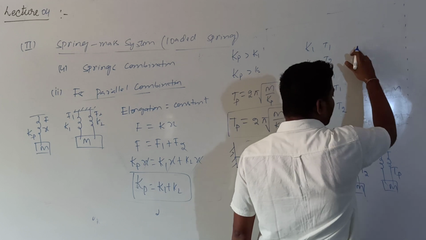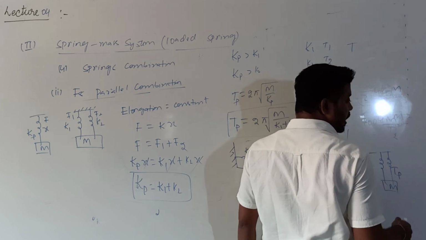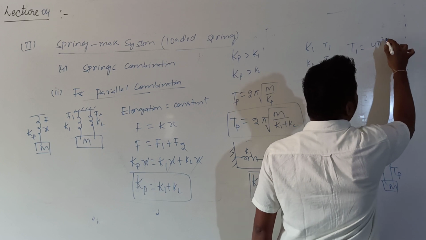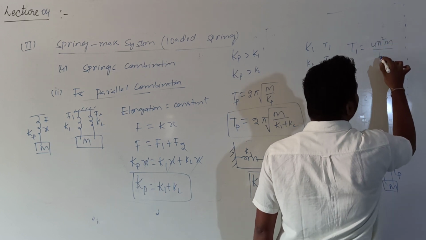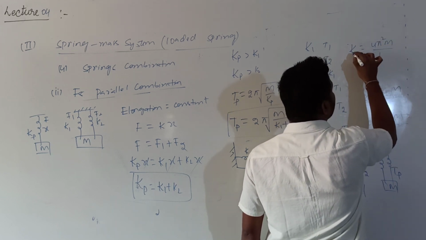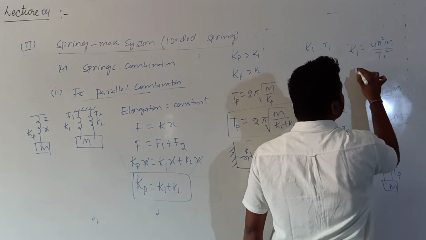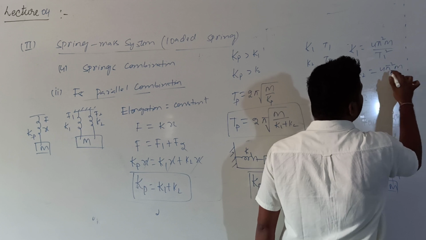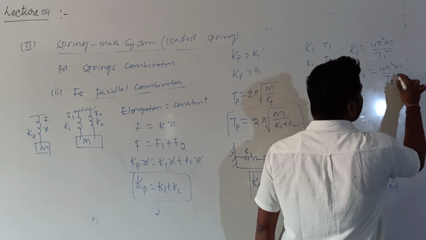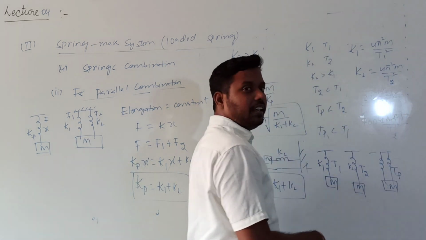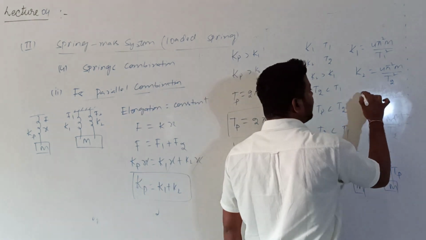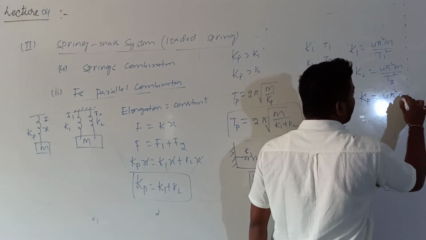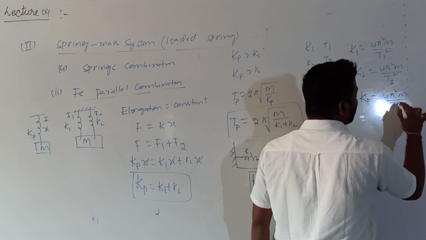Otherwise, can I calculate that? What are the values of T1, T2? Directly I can write. K1 is equal to 4 pi square m divided by T1 square. Similarly, what is the K2 value? 4 pi square m divided by T2 square. Writing directly, since I wrote it last time. Similarly, what is the Kp value? 4 pi square m by Tp square.